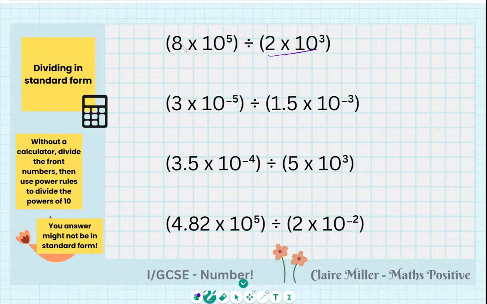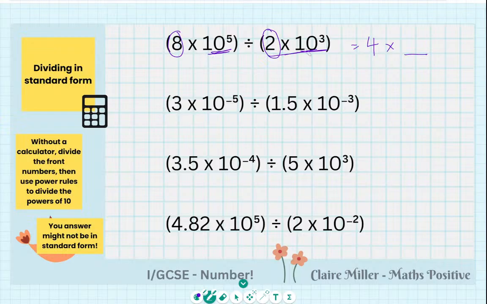And it will try to do 8 times 10 to the power of 5, then it will divide it by 2, and then it will times by 10 to the power of 3. And that's not really what we want it to do. What we want it to do is to divide these two numbers. 8 divided by 2, that's going to give us 4. And then divide the second part of each number, right? So we're still going to have 4 times 10 to the power of something.